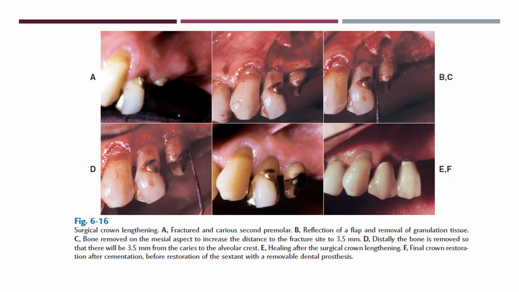So you can see the crown lengthening procedure. A fractured and carious second premolar can be seen. The flap is reflected. Any granulation tissue is removed, guys. Bone is removed on the mesial aspect. In D we see that distally the bone is removed, so that we do have alveolar crest. So basically both the sides, guys.